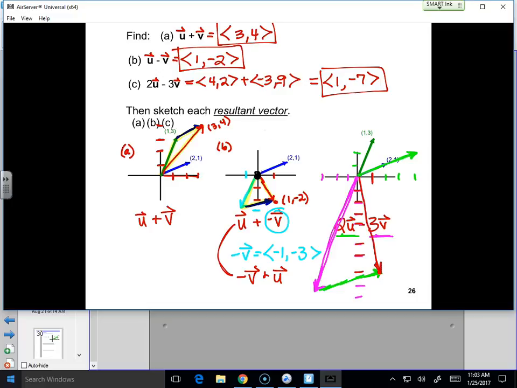Mine did approximately fit. So then can you follow the motion? That was negative 3V, right? Plus 2U. Did we get our vector? Negative 1, 7? Yep.